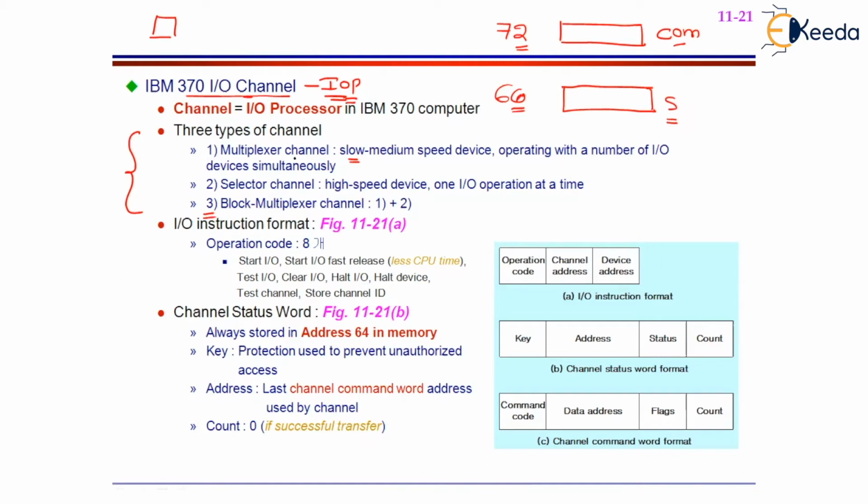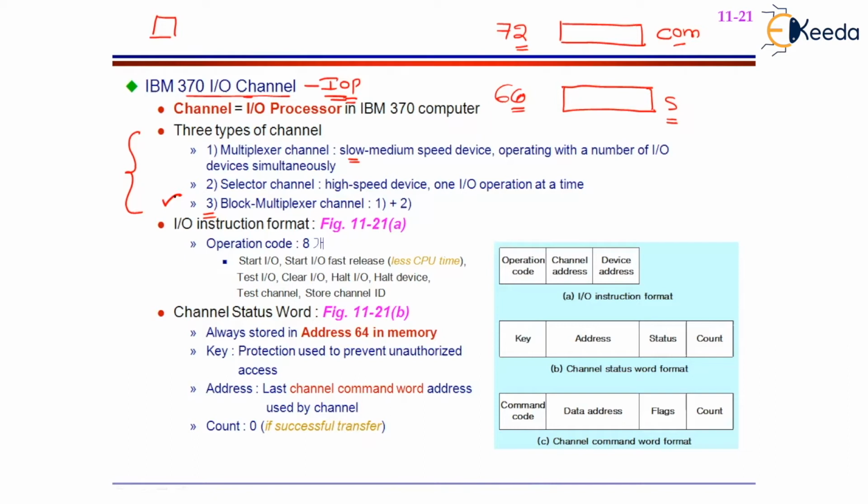Once again, we have three types of IBM channels. The first one is the multiplexer channel, which is used to connect only to slower devices. The selector channel is used to connect only to faster devices. The block multiplexer channel mixes the features of both the multiplexer and the selector channels. So when a CPU wants to communicate with both faster devices and slow devices, it uses the third type of IBM 370 channel.